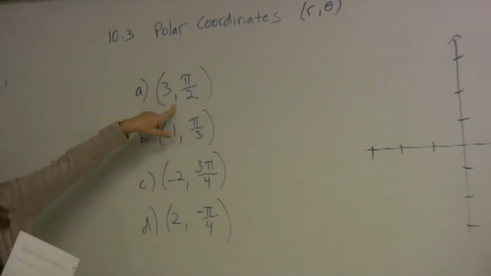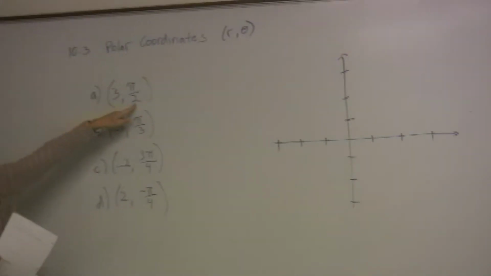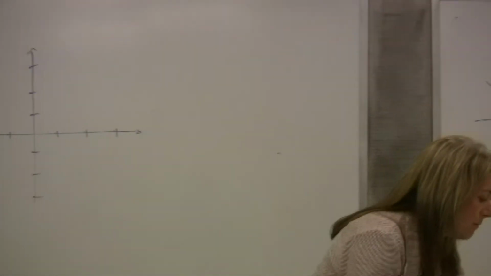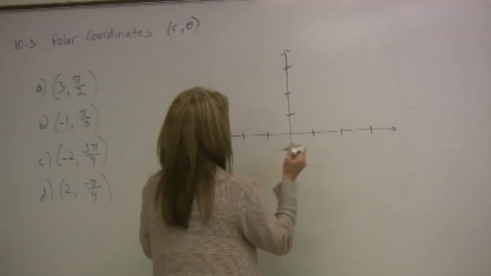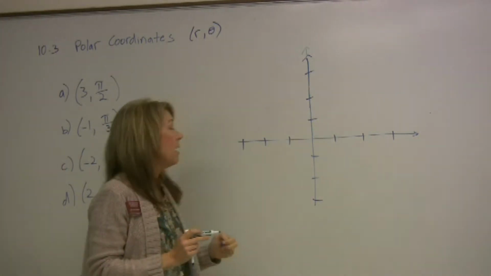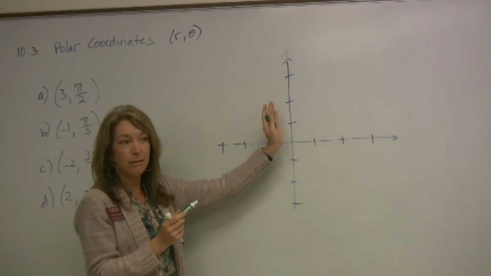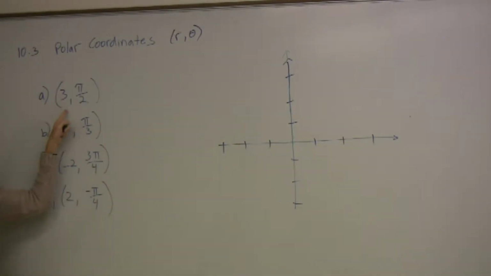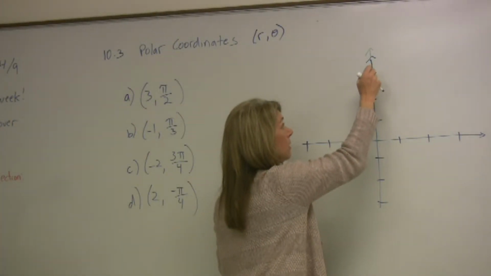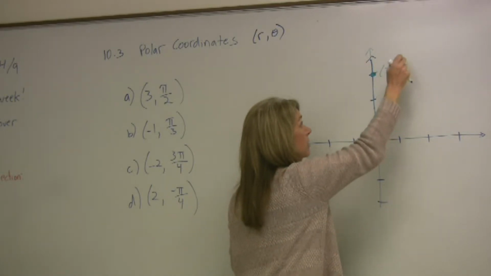So even though they're written with the r and then the theta, we start with the theta. So the first thing is, where's pi over 2? The y-axis going straight up. Right? Up here. This direction is pi over 2. So I need to look in that direction. So imagine you're standing here. You spin around so you're looking in that direction. And now you need to go 3 steps. 1, 2, 3. So this point right here is 3, pi over 2.